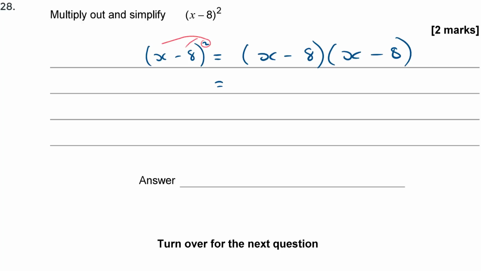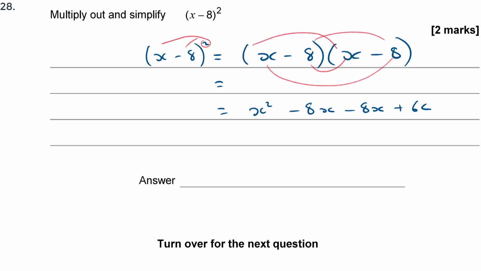Now, you might have a way of remembering how to multiply this out. There are different ways. Some people call it claw, some people call it foil, some people call it two eyes, a nose, and a mouth. But whichever way you remember it, you have to remember to multiply everything in the first bracket with everything in the second bracket. So I've got x times x, which is x squared. I've got x times minus 8, which gives me negative 8x. I've got negative 8 times x, which is negative 8x. And I've got negative 8 times negative 8, which is positive 64.